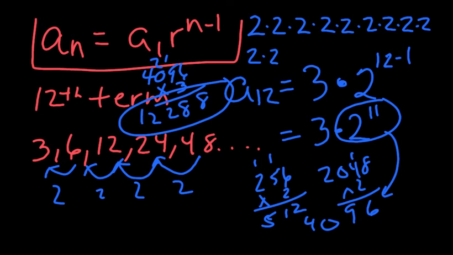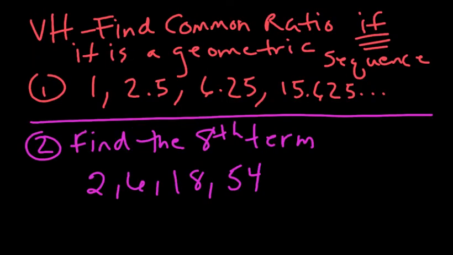It's a lot like the lesson we did last time. So let's have some fun, exciting video homework next. Okay, here's your video homework. Find the common ratio for number 1 if it's a geometric sequence. And number 2 is different directions. You're going to use the formula and find the 8th term.